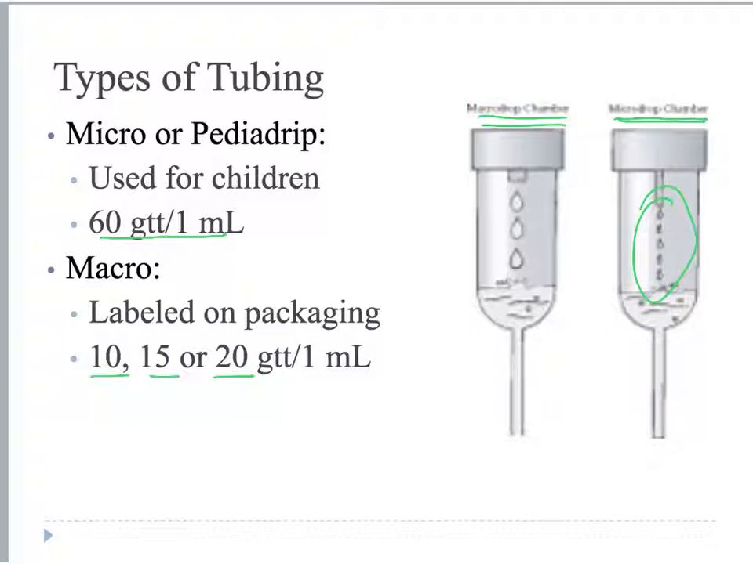So when we're looking at our IVs, we need to know the size of tubing, because that's what gives us what's called the drop factor. And that drop factor is going to be part of our calculation for our flow rate.